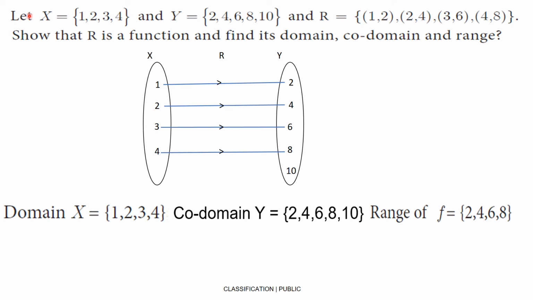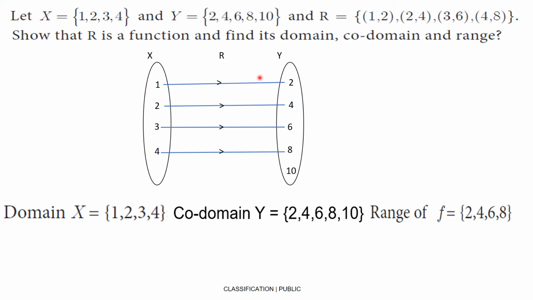We will see with an example. X equal to elements 1, 2, 3, 4. Y equal to 2, 4, 6, 8. And the relation R also: (1, 2), (2, 4), (3, 6) and (4, 8). Show that R is a function and find its domain, codomain and range.